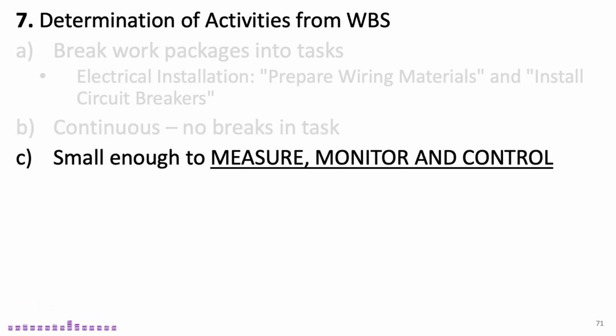Additionally, activities must be small enough to allow for effective measurement, monitoring, and control. This ensures that each task can be accurately tracked for progress, performance, and resource usage. By keeping activities at a manageable size, it becomes easier to identify issues early, make adjustments as needed, and maintain control over the project schedule and budget.